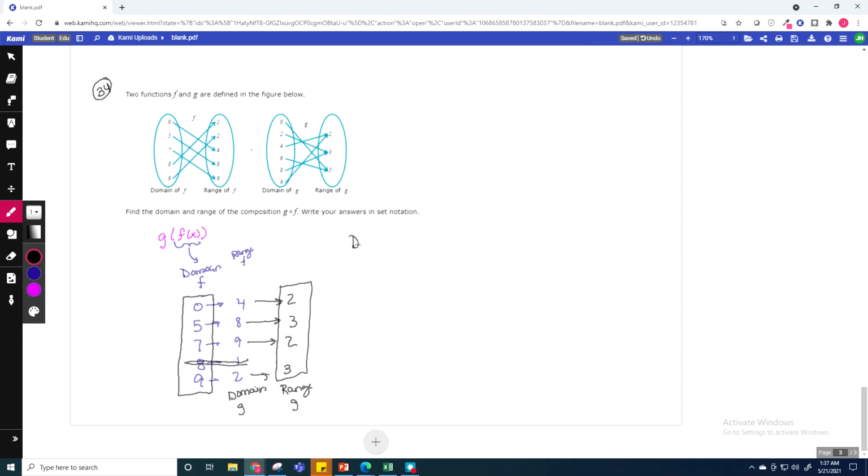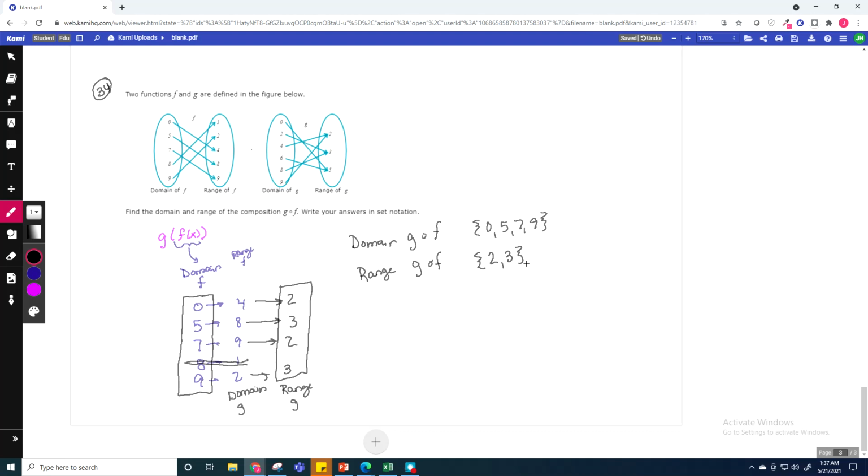So domain of g of f. I'm going to write that a little neater. Remember, we use the set notation, so it's 0, 5, 7, and 9. Those are numbers that are going to give me outputs of g of f, and that is just looking at my final range, and that is just going to be a 2 and a 3, because remember, I don't have to write whatever repeats.